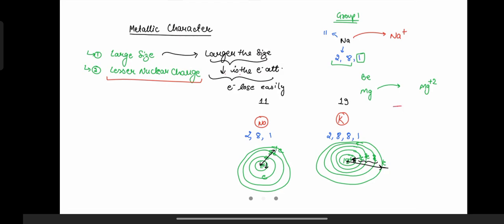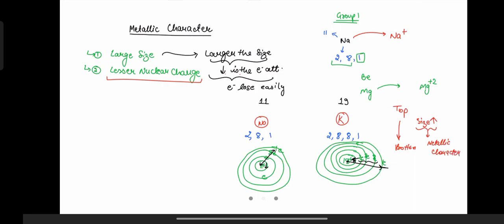If I move top to bottom in the group, the size increases, and if the size increases, then larger the size, lesser is the force of attraction on the electron, and they lose the electron easily. So moving top to bottom in the group, size increases, and hence the metallic character also increases, right?